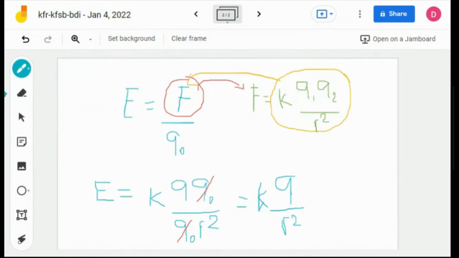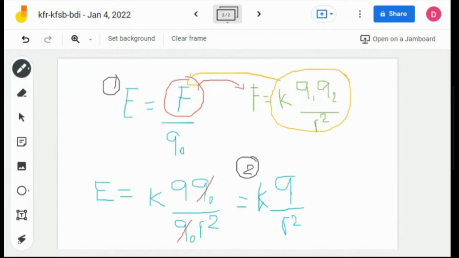Right? Now, that is how we derive the other equation for electric field. So there are two equations that we can use. We have equation 1, this one, and equation number 2. Okay. Now, this is how we derive the mathematical relationship of electric field.